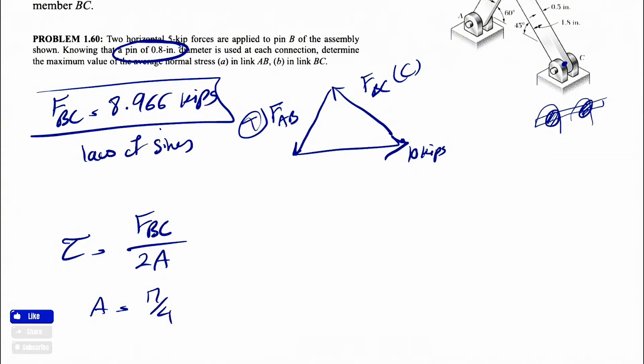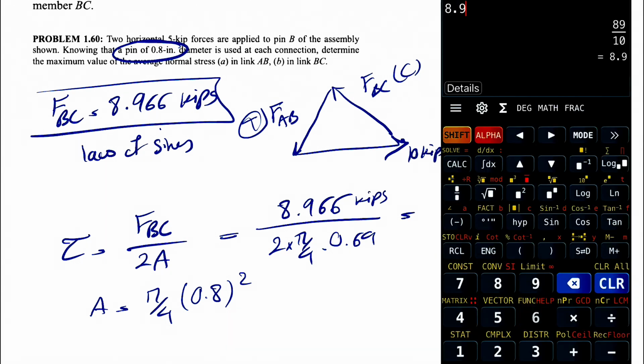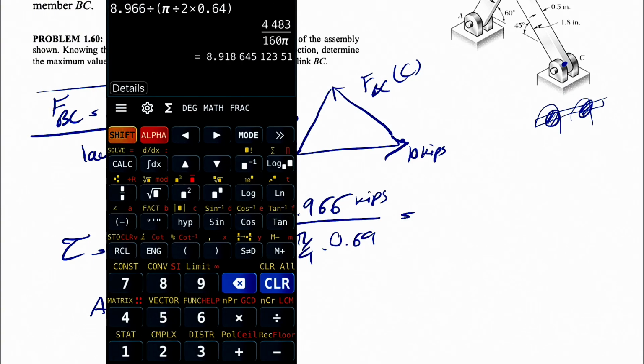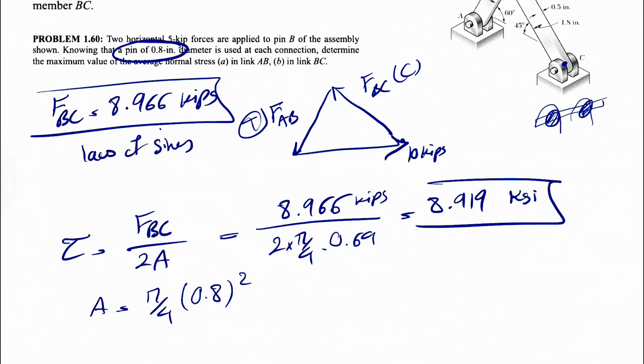So the area would be pi over 4 times the diameter squared, which was 0.8 squared. So we should be able to find the area in here. FBC is 8.966 kips, and we're going to have 2 times pi over 4 times 0.64. So we just have to calculate this to get the final answer. 8.966 divided by pi divided by 2 times 0.64. This is going to give us 8.919, and we have kips over inches squared, which is going to give us ksi. So that was the A part of the question.